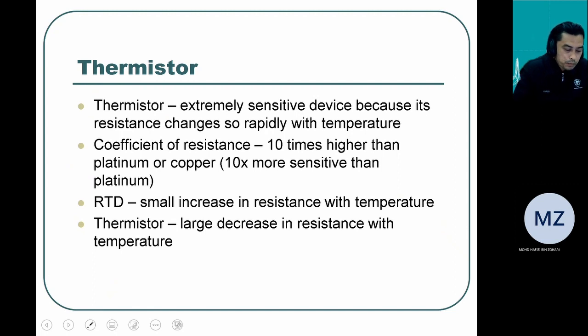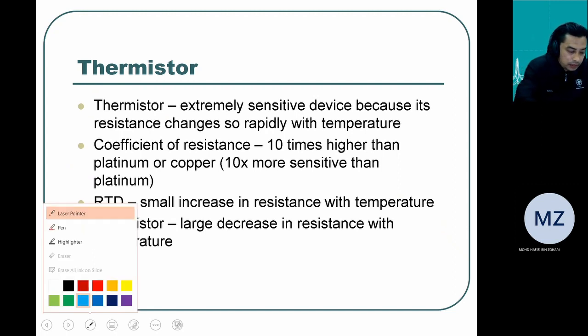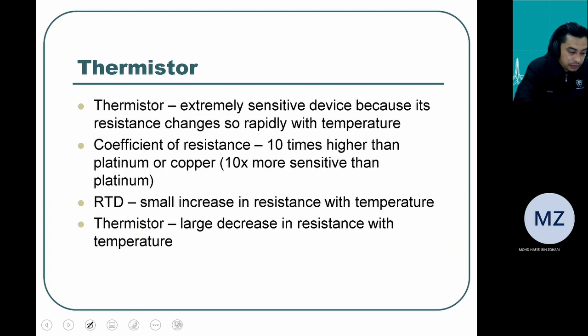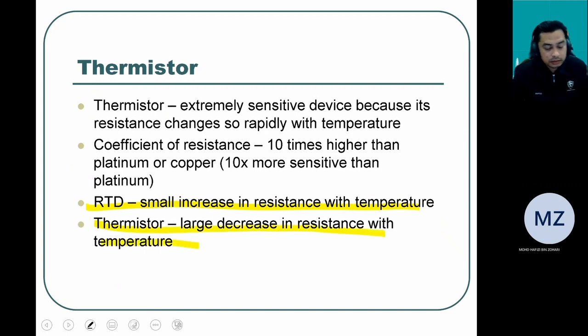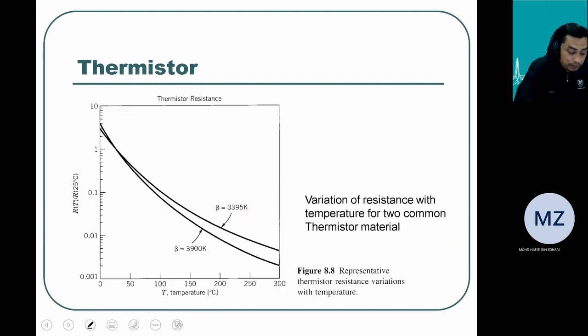Okay. So in other words, if I can summarize this one. RTD gives a small increase in resistance with the temperature. For the thermistor, there is a large decrease in resistance with the increment of the temperature. So it's opposite between those two things here.